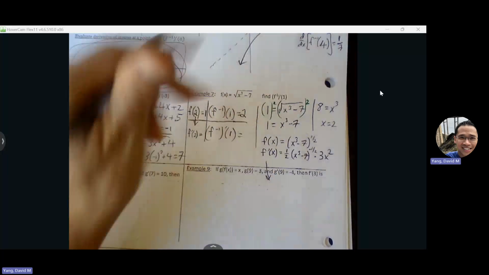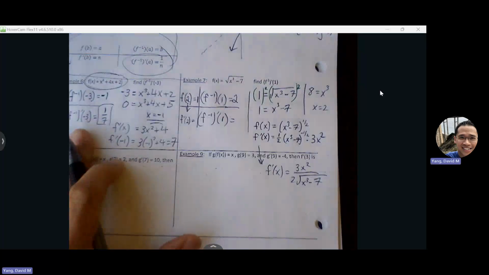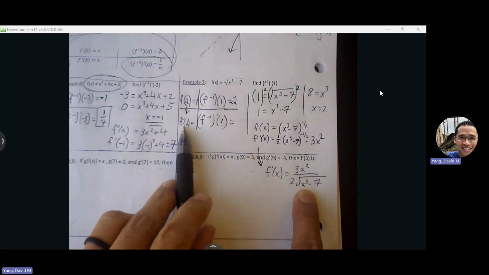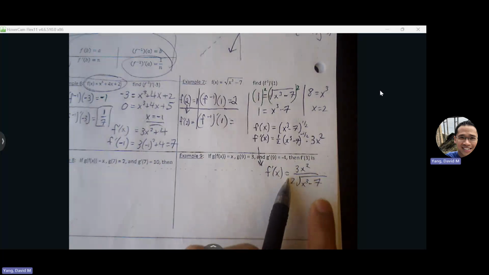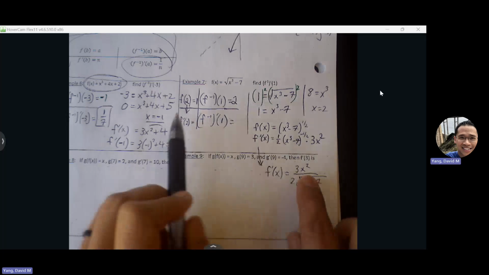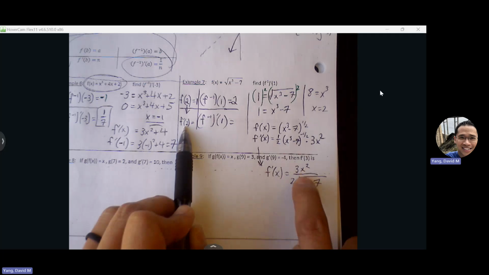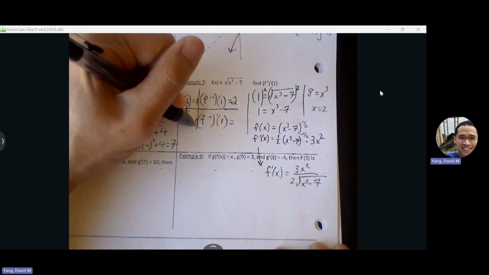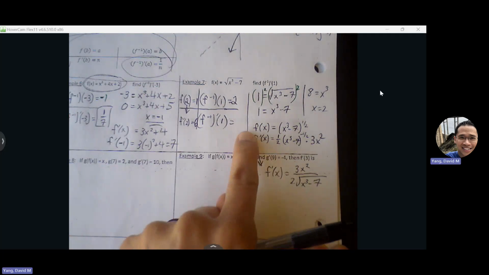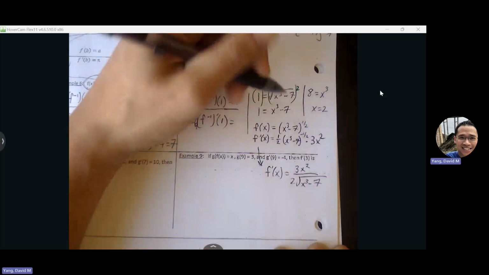I'm going to bleed into example 9. Example 9 is not going to take a whole lot of space, so I'm going to clean this up here. F prime is equal to 3x squared over 2 square root of x cubed minus 7. Okay, I'm going to plug 2 in to get to my slope on the function side. I get 3 times 2 squared, which is 12. 2 cubed minus 7 is 8 minus 7, which is 1. So 12 over 2. What's 12 over 2? So if the slope on my f graph is 6, then the slope on my inverse side must be what? 1 over 6.